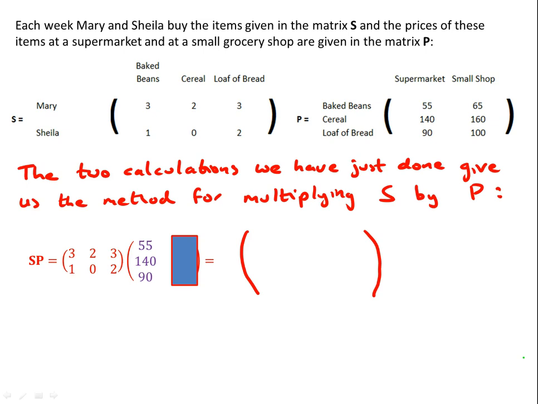So going across the first matrix, down the second matrix, I've got 3 times 55 plus 2 times 140 plus 3 times 90, and that gives me 715. Then going across the bottom row in the first matrix and down the first column, I've got 1 times 55 plus 0 times 140 plus 2 times 90, which gives me my 235.